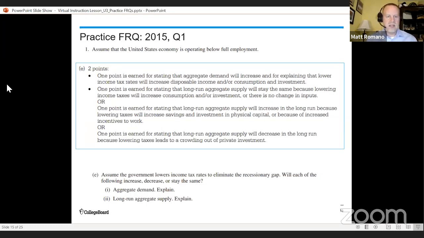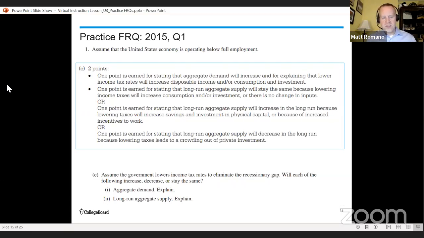The first sentence in the bullet point says 1 point earned for stating that LRAS will stay the same because lowering income taxes will increase consumption and investment. There's no change in inputs. There's no change in productivity in the short run. But if we extend our analysis to the long run, you can give a logically accurate answer and still earn credit for it, even though it didn't match maybe the initial intent.